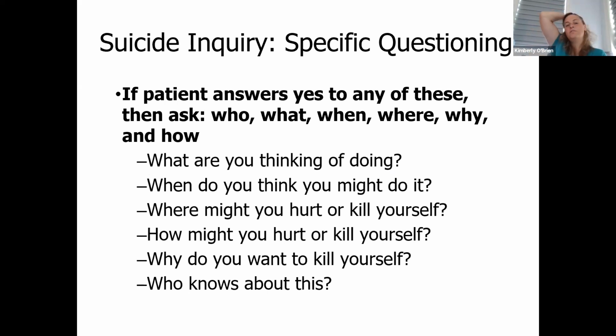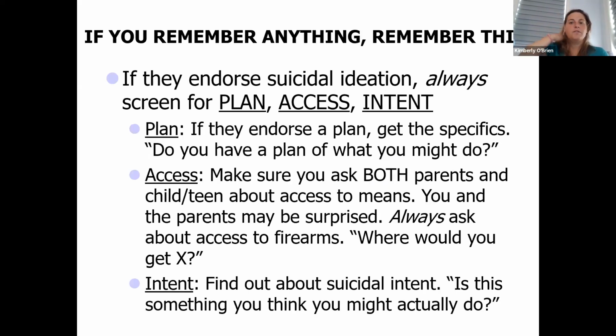All right, so let's talk more about this last one. I really want to drill this into everyone's head, because this is the most important piece, I think, of how to do a risk assessment. If a teen endorses suicidal thoughts, you always want to ask about plan, access, and intent. Okay, these are the questions I use. Feel free to put it in your own words, but these are the clear way.